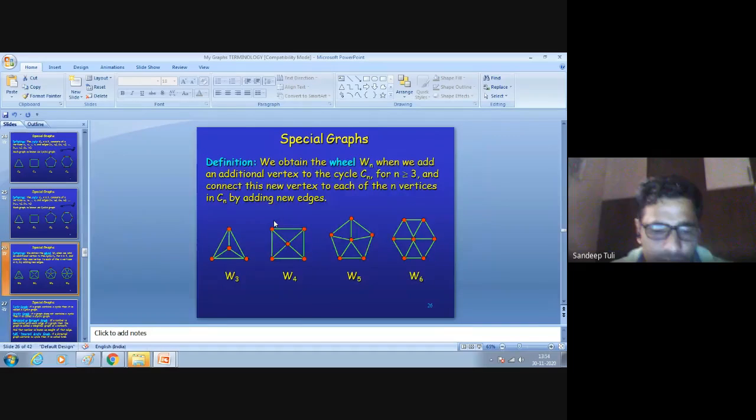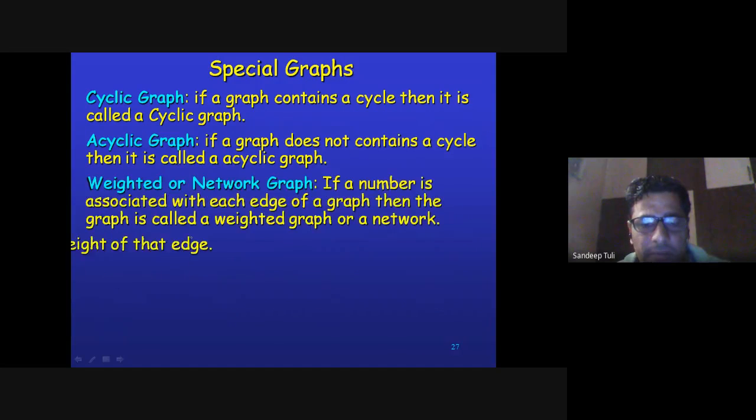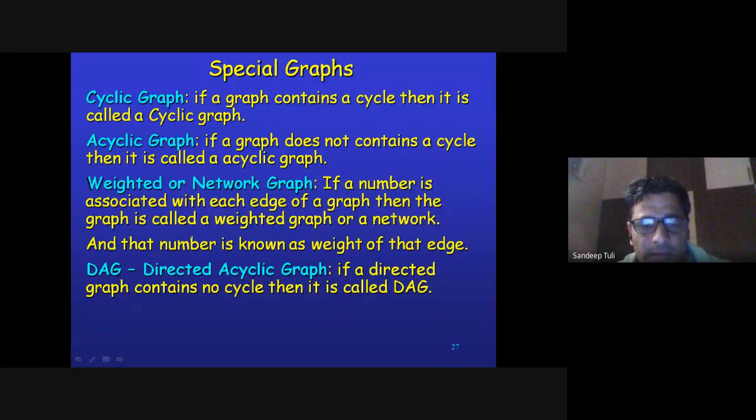सपोज मैंने यहाँ नंबर एसोसिएट कर दिए हैं. मैंने हर एज को कोई भी एक वेट दिया है, जैसे कि इसके सामने 1 लिख दिया, 2 लिख दिया, 3 लिख दिया. देन दिस इज नोन एज द वेट ऑफ अ पर्टिकुलर एज, एंड such graph in which every edge has a specific weight, then it is called weighted graph. Weighted graph or network भी कह सकते हैं इसको. Okay, is it okay?